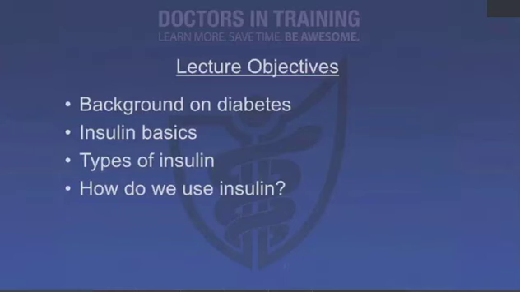Dr. Mike McGinnis: In this lecture, I'll give you some background information on diabetes in general. We'll talk about insulin. Where does it come from? What does it do? We'll talk about some specific types of insulin that we use. We'll talk about short-acting or rapid-acting insulin, intermediate-acting insulin, and then long-acting insulin. And then we'll talk about how we use insulin. And I'll give you some important practical considerations that may not be found in Lippincott's.